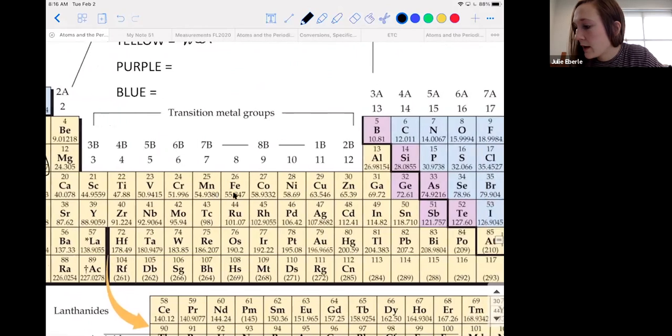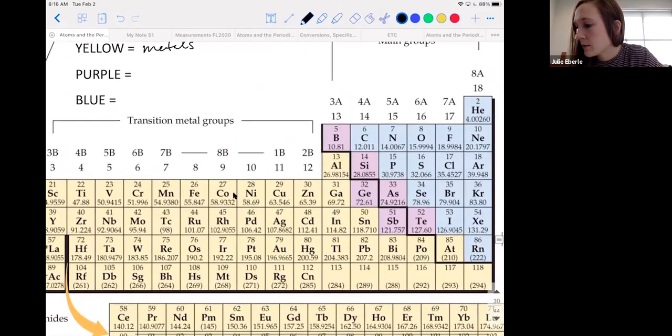Now the purple elements, anybody know what the purple's called? There's only a few of these. They're called... are they the gases? Good guess. They are not gases. They're called metalloids. Yes, thank you, Kevin.